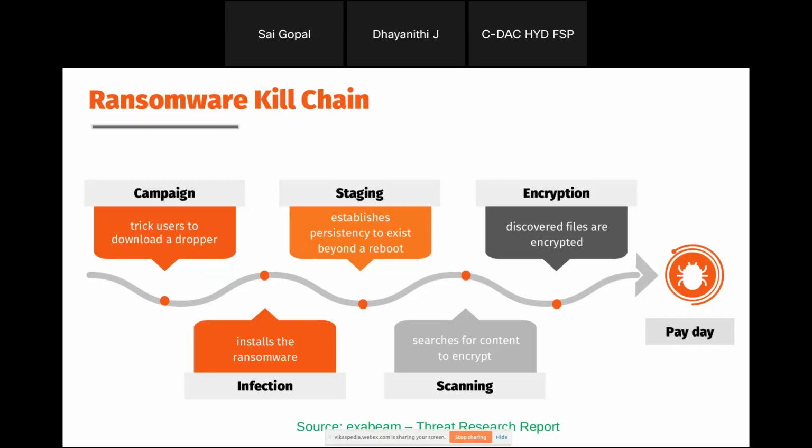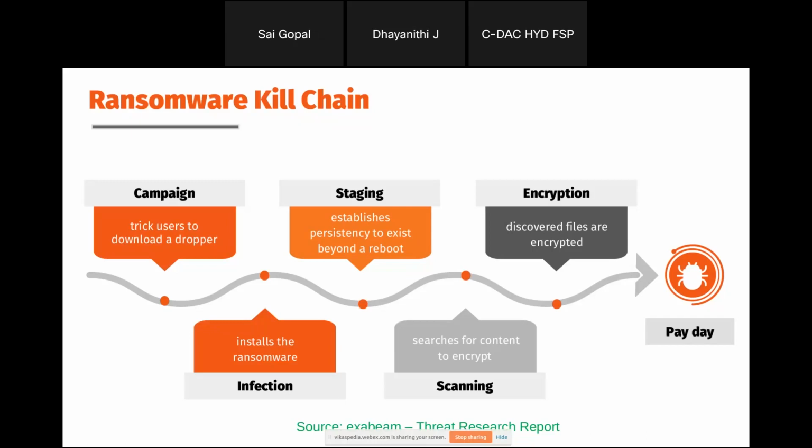So in the infection phase, if any one of the users opens this phishing mail, a payload will be downloaded onto the system. This payload will run and communicate with the CNC server, and a secondary payload will be downloaded. Once the secondary payload is downloaded, the infection stage will end.